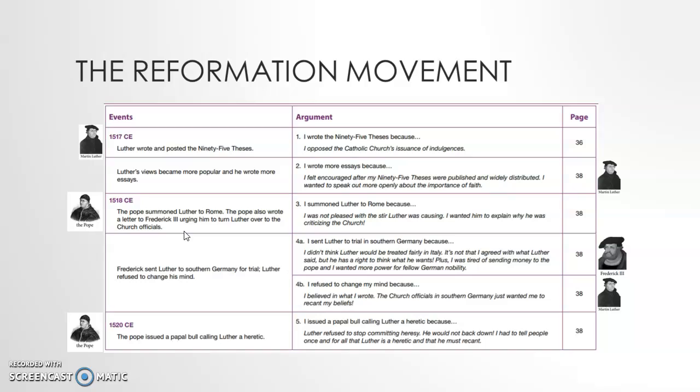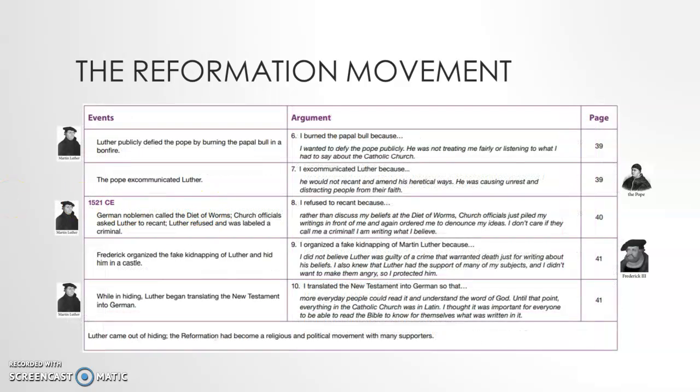Then the Pope issued a papal bull calling Luther a heretic. He called him that because he refused to stop committing heresy, and he wouldn't back down. Next, Luther publicly defied the Pope by burning the papal bull in a bonfire because he wanted to defy them publicly. He didn't want this behind closed doors. He wanted people to know that he was stirring things up.